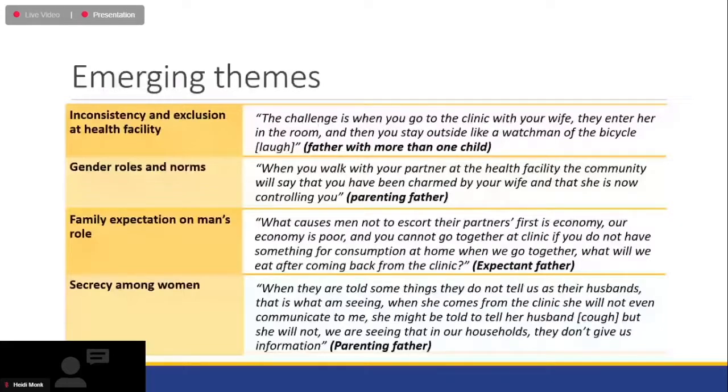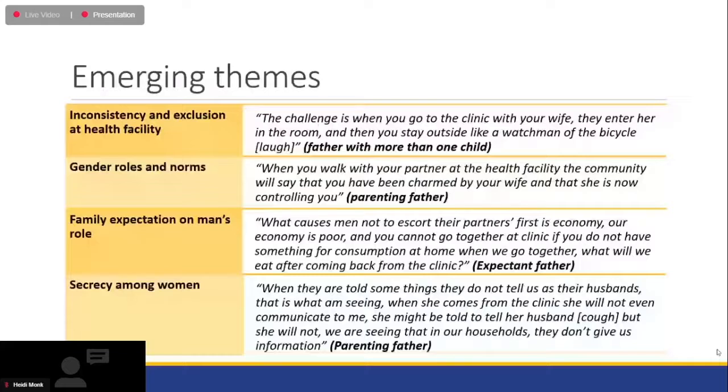But we also realized that a lot of gender laws and norms emerged. Most of the men who were willing to escort their partners and participate in health services were thought to be charmed, or controlled by their wives. So there were several social stigmas directed towards men who decided to become role models or champions of maternal and child health care.